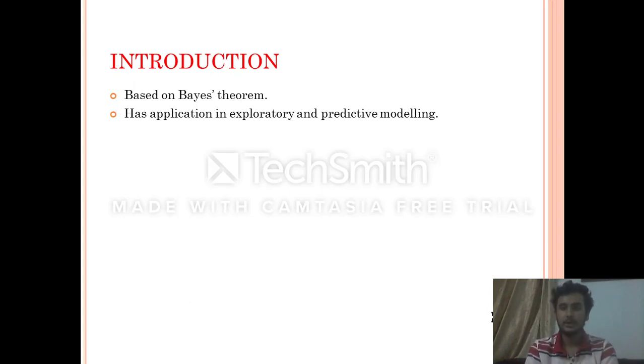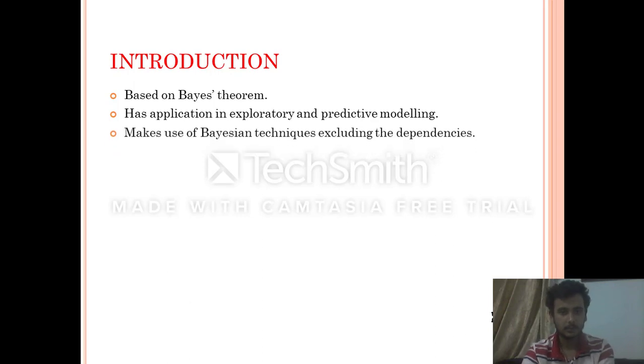Exploratory modeling is a research methodology that uses computational mathematics for complex and uncertain systems. And predictive modeling uses statistics to calculate the probability of a sample. And Naive Bayes algorithm uses Bayesian techniques, excluding the dependencies. Excluding the dependencies means Naive Bayes algorithm focuses on individual datasets and assumes the datasets to be independent.